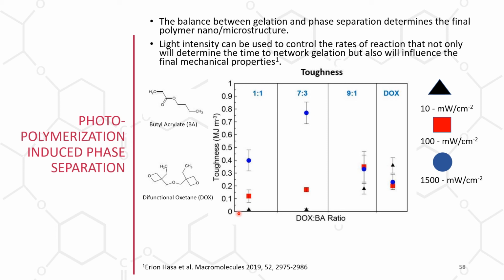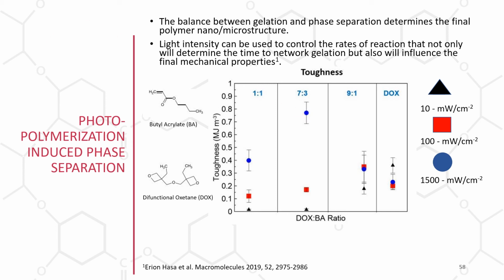If you go to a one-to-one system, we get a slight increase in toughness at the higher energy, but when we go to a ratio of 7 parts DOX to 3 parts butyl acrylate, here we see a dramatic increase, almost double or over double at the higher energy level due to the photopolymerization induced phase separation. So you can start dialing in some really interesting properties by taking advantage of that phase separation.